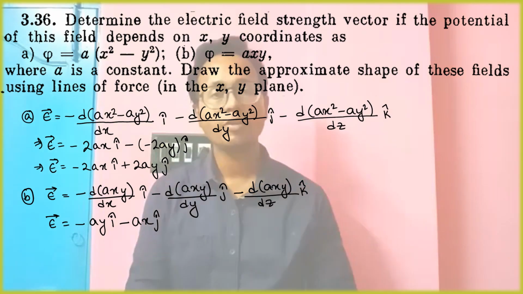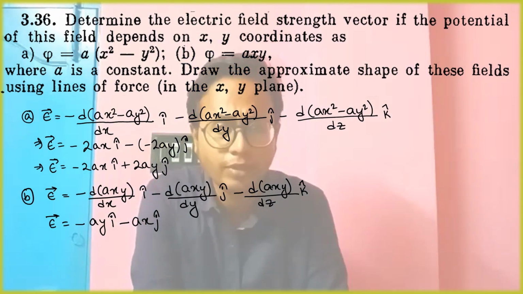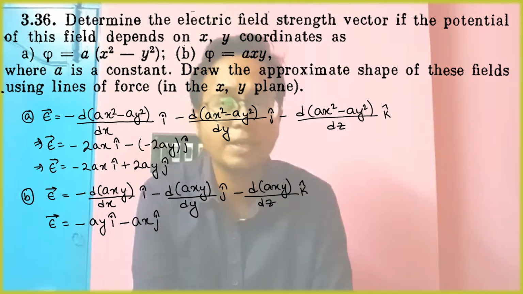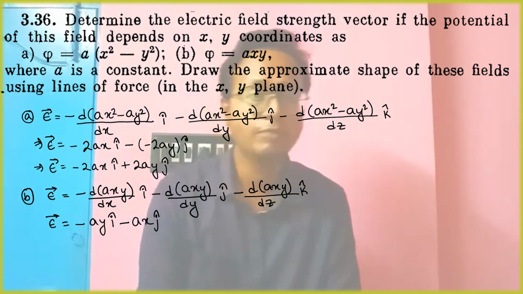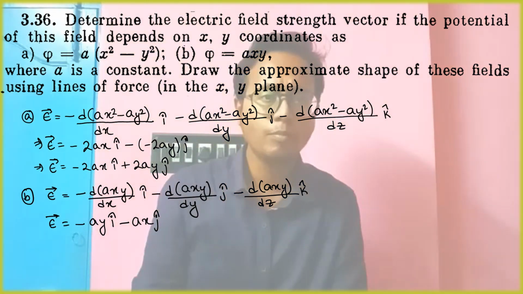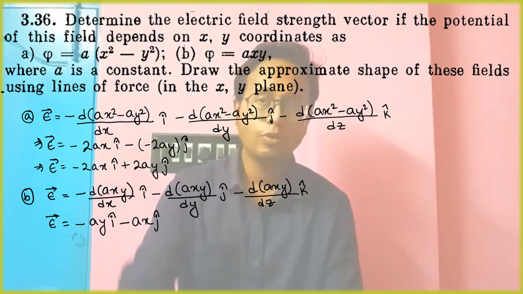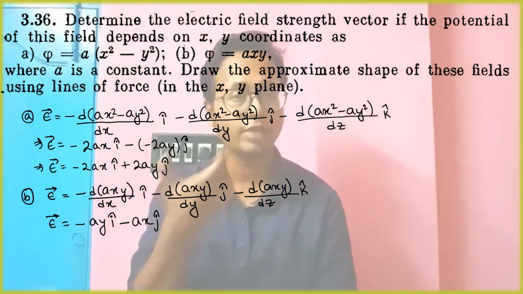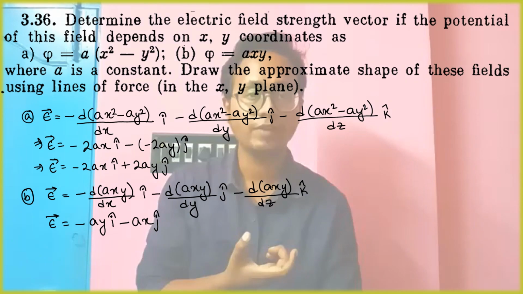Now the second part of the question is asking, draw the graph of these electric fields. Sometimes in the question we will be asked to draw the graph of the electric field, sometimes to draw the graph of the potential field or potential lines. So before drawing those graphs, we'll first revise what are the rules of electric field lines and what are the rules of potential field lines.